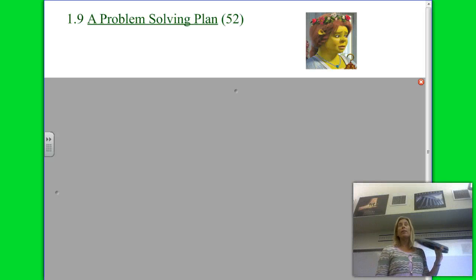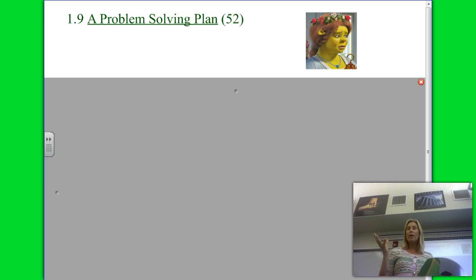Okay, so today we are in the last section of Chapter 1, Section 9. It begins on page 52. We're talking about the problem-solving plan. And I think somebody in 7th grade asked about this yesterday, and I said we're going to be talking about the problem-solving plan tomorrow.